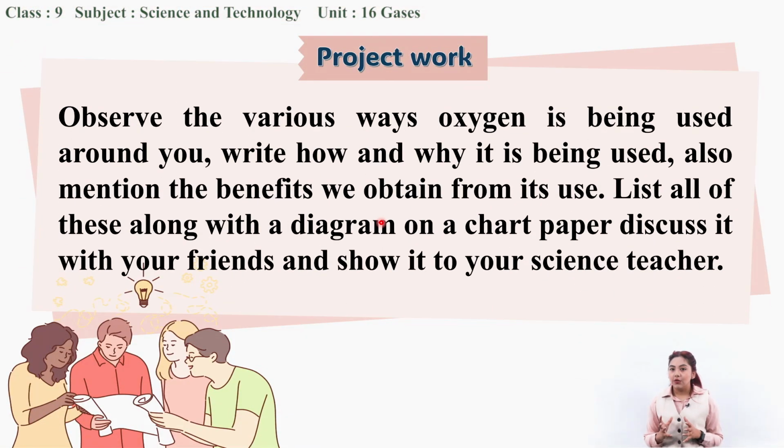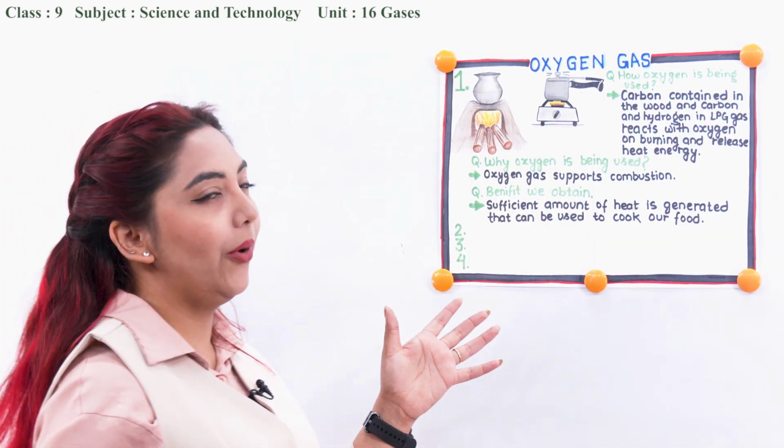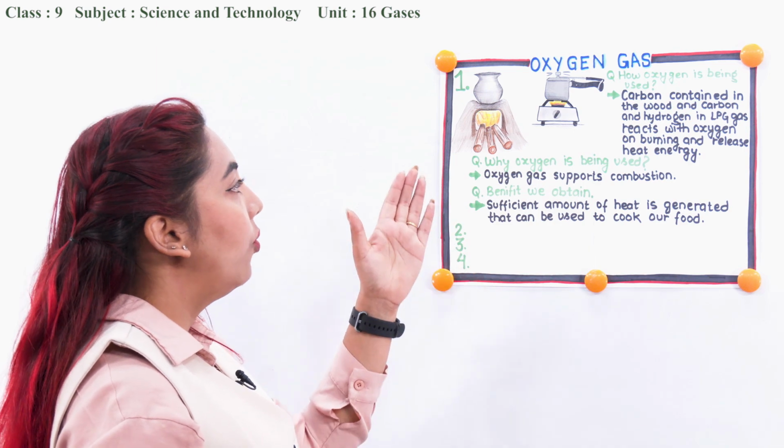Now I would like to give you a project work that you must do. The project work is: you have to observe various ways in which oxygen is being used around you, and write how the oxygen is being used and why we are using oxygen for that purpose, and you should also list the benefits we can obtain from its use. I'll show you one example that I have prepared so that you can follow it to do this project work. This is one example that I observed, that is, while cooking.